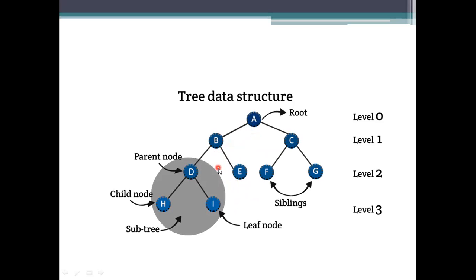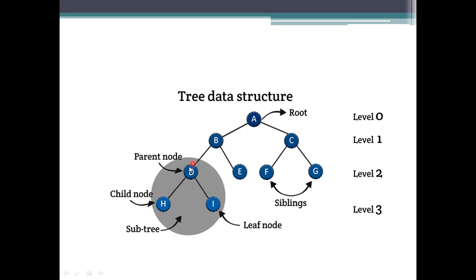The forest notation here is, if you remove A, we have two tree representations which are disjoint, and then it is called a forest. Coming to the ancestors, if you see H, the ancestors of H are D, D's ancestor is B, and B's ancestor is A.